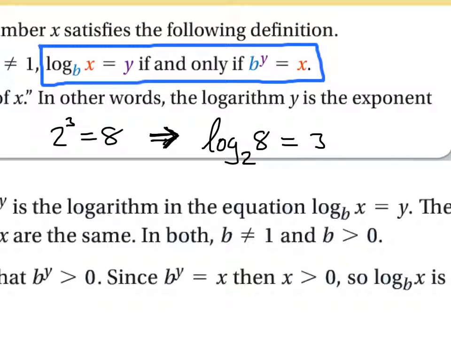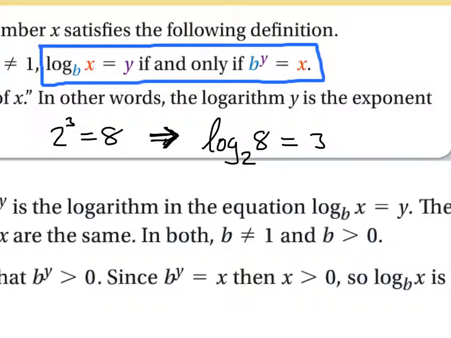Okay, so remember, log is the exponent, so you're going to know that log equals 3, because 3 is the exponent, and know that the base of a log is the same as the base of the exponent. We use the same language because it's the same thing. So this is log base 2 of 8 equals 3.